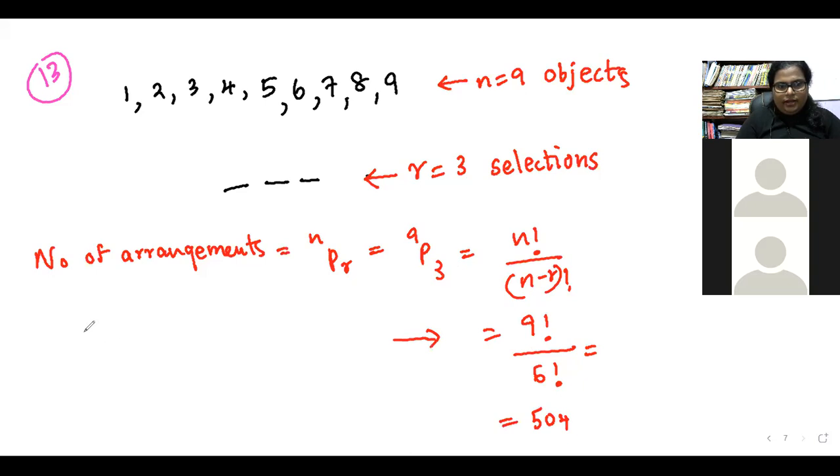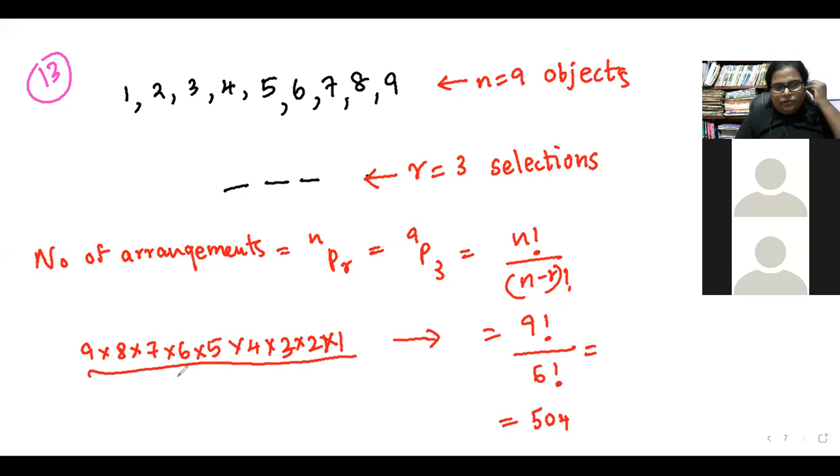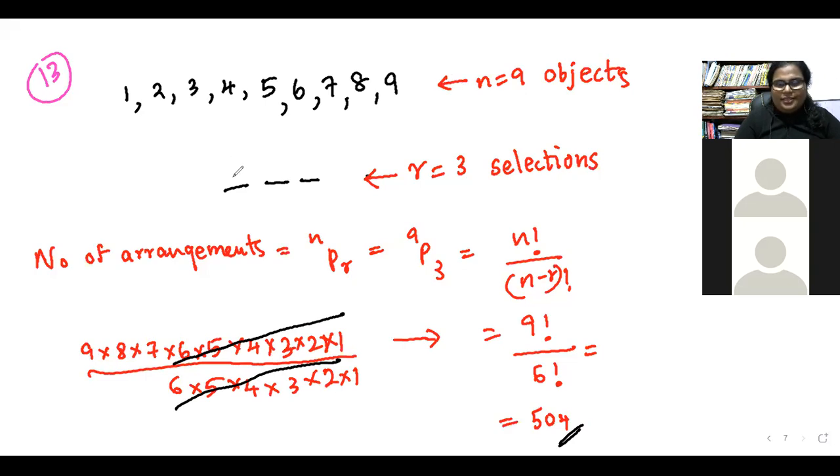I can expand the solution here. Expanding 9 factorial means 9 into 8 into 7 into 6 into 5 into 4 into 3 into 2 into 1, divided by 6 factorial, which means 6, 5, 4, 3, 2, 1. This part is the same, so we can cancel these out. So we have to take 9 into 8 into 7 as the answer. It is 504. And here, without using the formula, we can think like this.